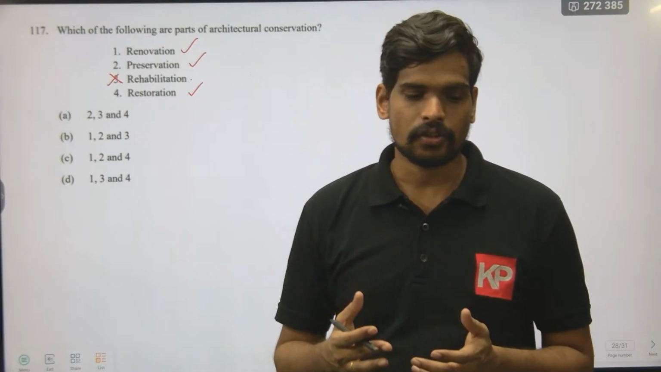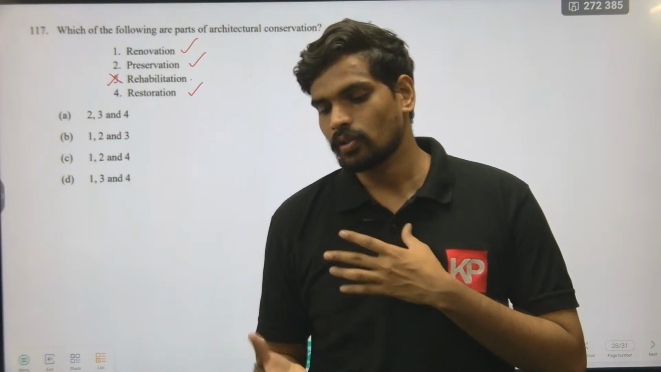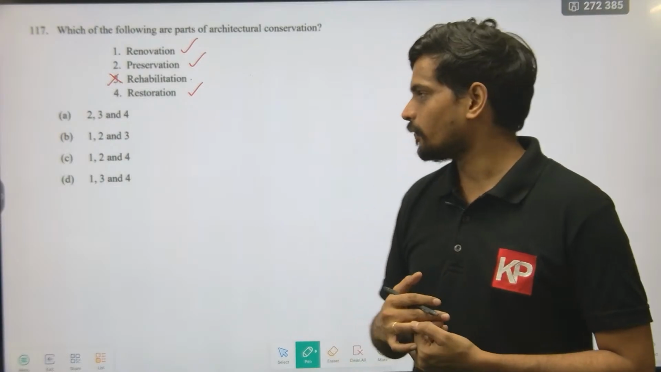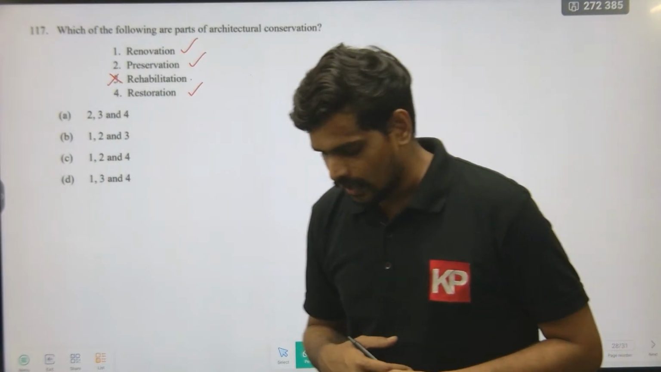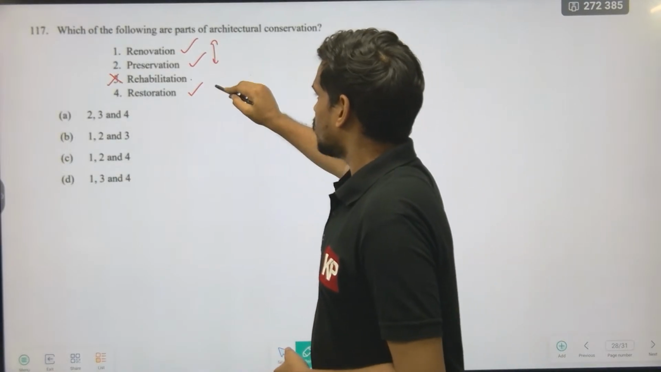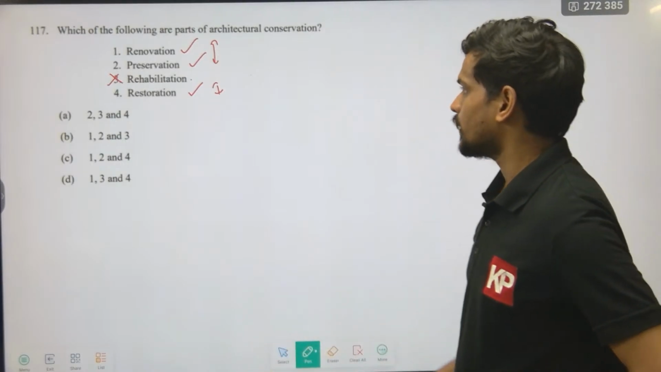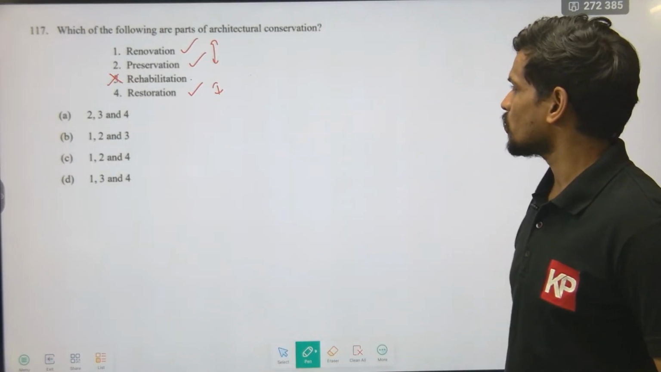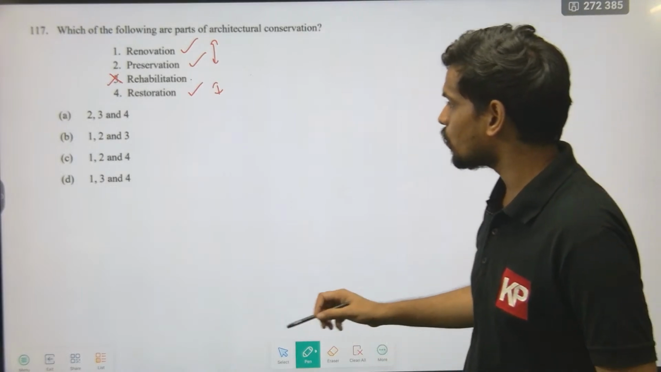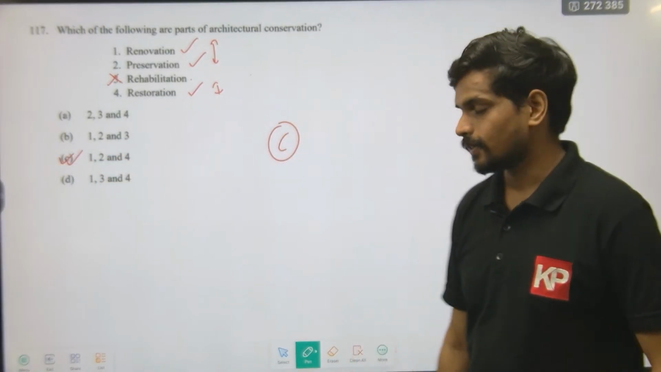Rehabilitation also applies where land has been acquired by a government authority for some public purpose. In such cases also rehabilitation is done for those people. So wherever there is a disaster or displacement of the original habitat of a person or people, rehabilitation is used. So it is not a term associated with architectural conservation. So which are the parts of architectural conservation? 1, 2 and 4 should be the answer. You have it in the options. Option C would be the appropriate answer for this question.